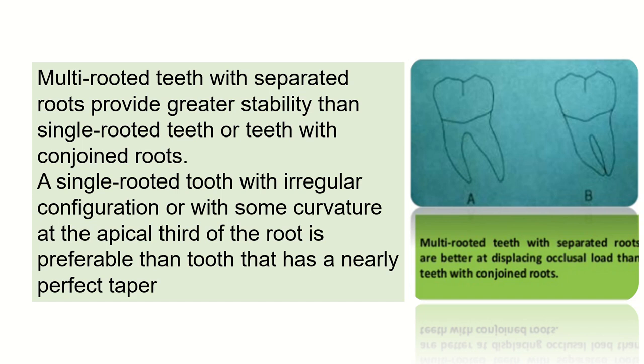So now we said shape, the form, and also length, adding to the number of the roots. All these factors affect the stability of the tooth for this tooth to be selected as an abutment for a fixed partial denture. Adding to that, if I have some curvature at the apical third of the root, it will also be preferable if we compare it to a tooth with a nearly perfect taper.